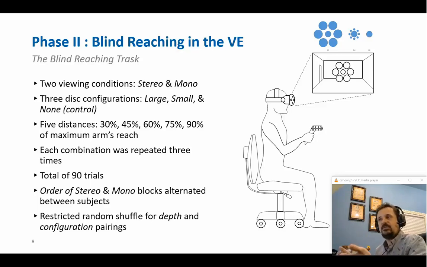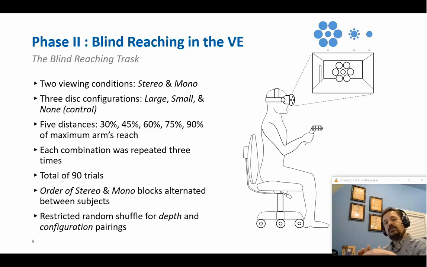We tested the same 5 distances that we did during calibration, 30 to 90% of arm's reach. Each of these combinations was repeated 3 times for a total of 90 trials. We blocked the trials by stereo and mono. So all of the stereo trials occurred together and all of the mono trials occurred together. And half of our participants saw the stereo trials first, and half of our participants saw the mono trials first.